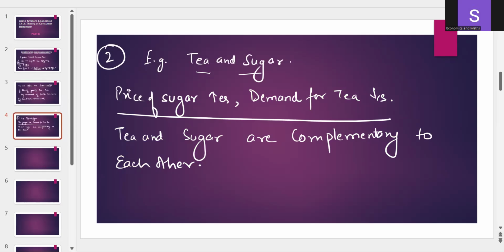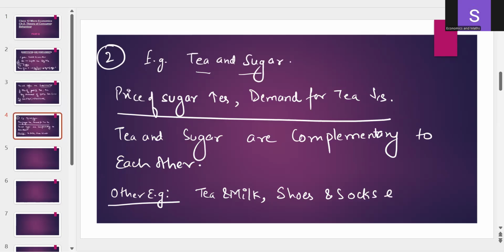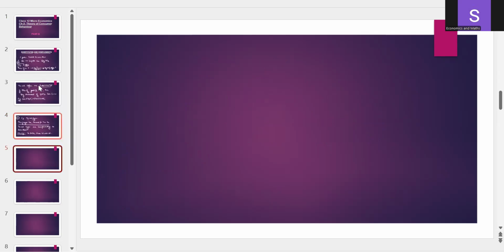There could be other examples too. You can also think of other combinations of goods that are complementary. What I can think of is, let's say, what else? We have tea and milk also, correct? Similar to that example, tea and milk. And we have shoes and socks. And there are many such examples as well. Correct. So that was all about substitutes and complements.